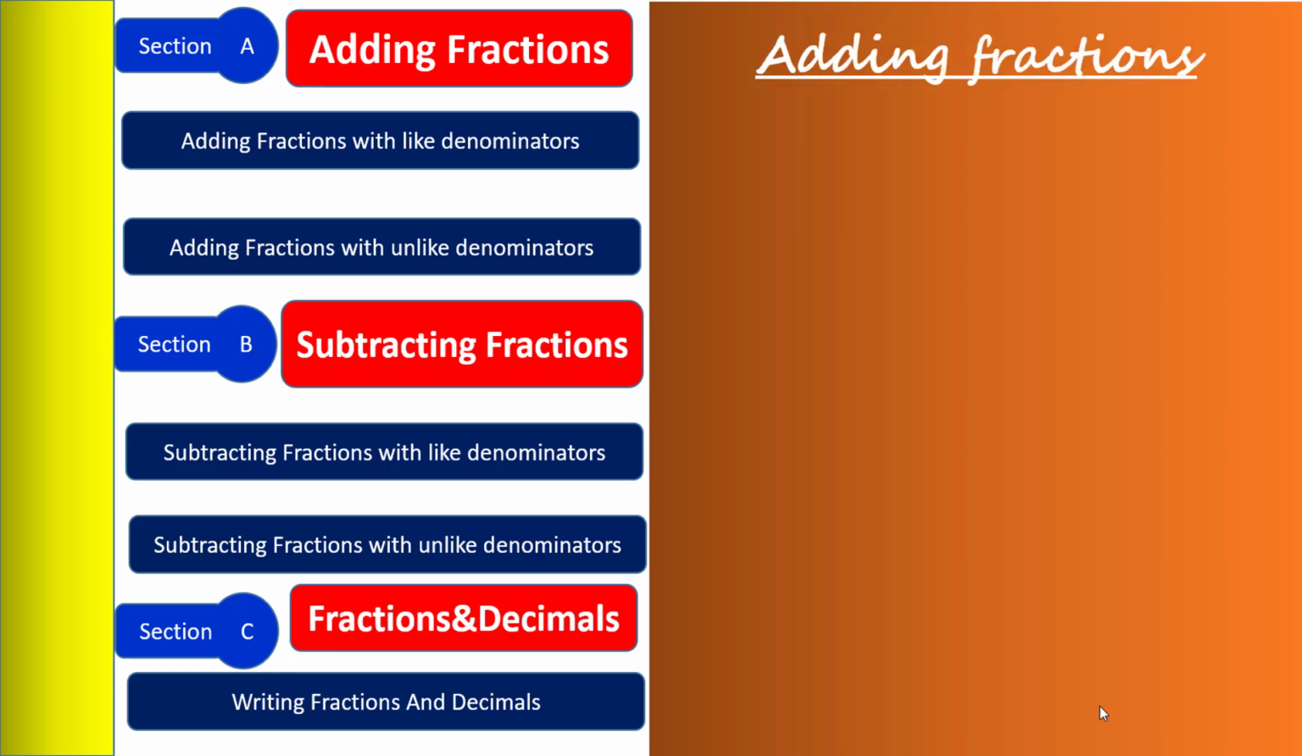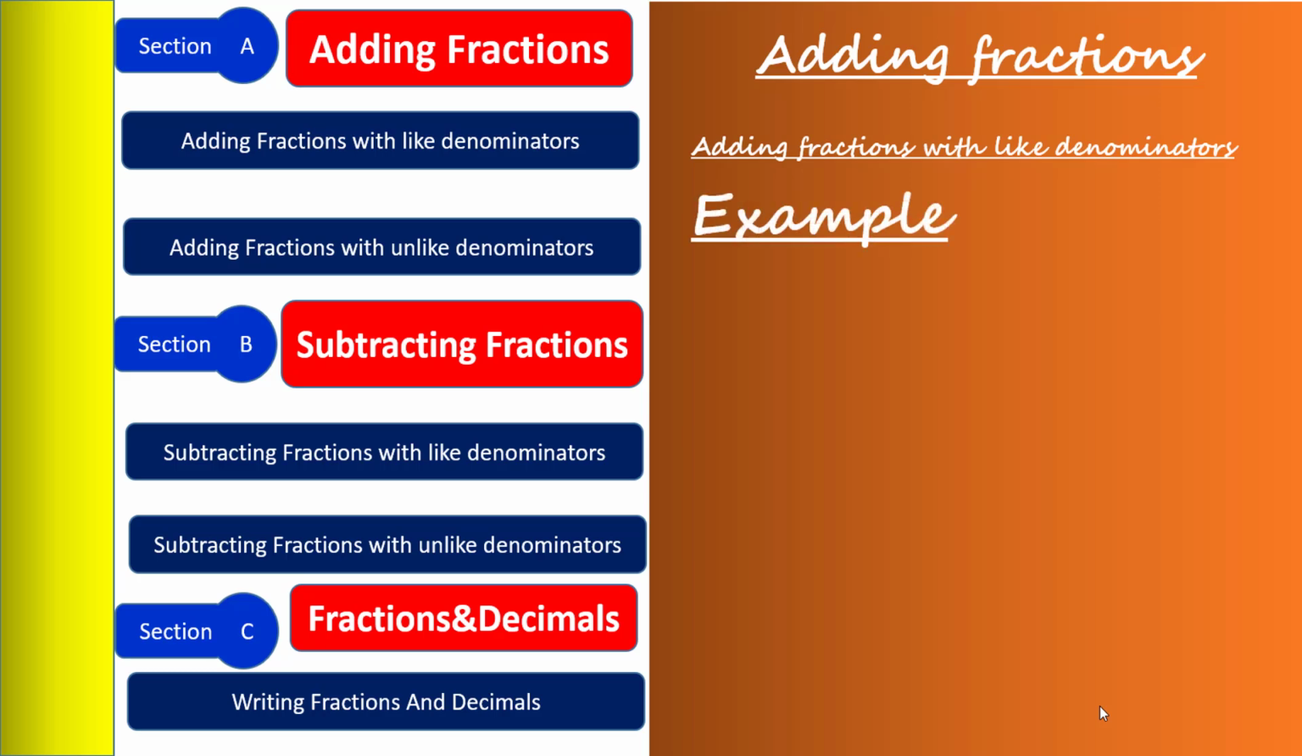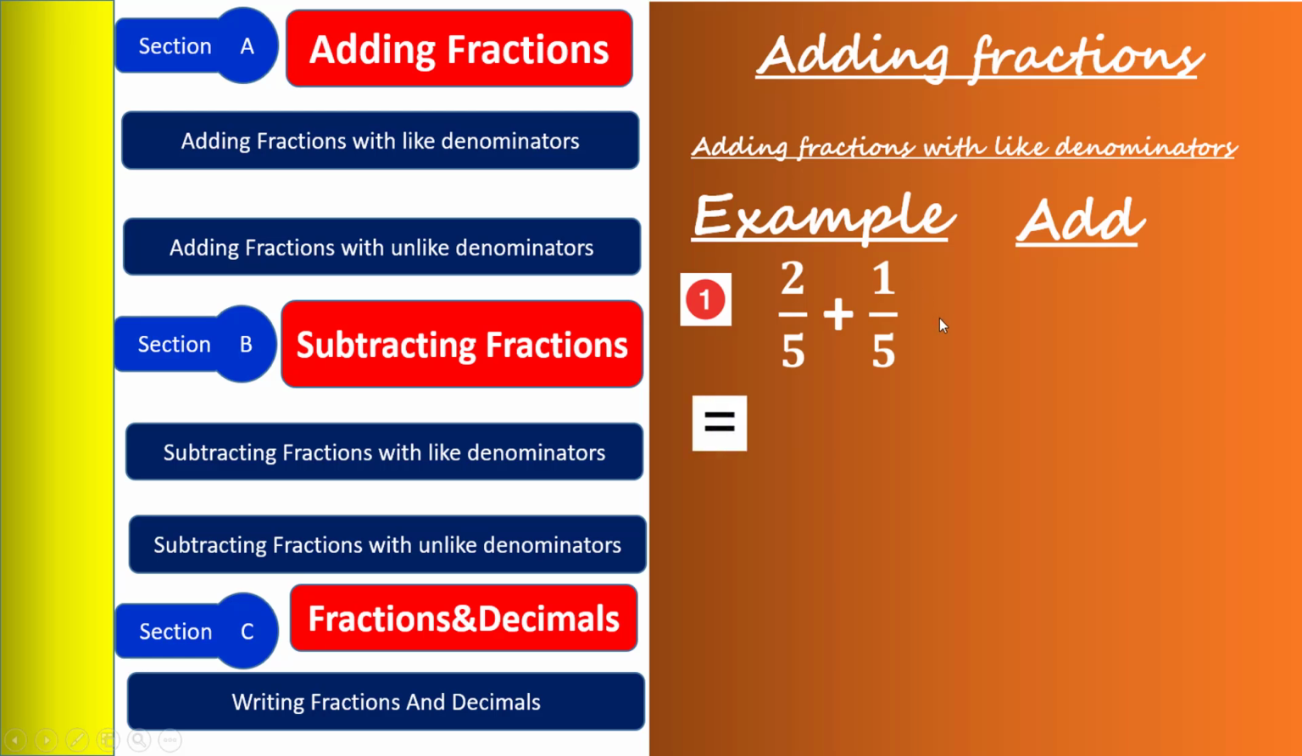First, adding fractions. Adding fractions with like denominators first. For example, if we have two fractions like 2 over 5 and 1 over 5, we have the same denominator, which is 5. So bring down the same denominator and add the two numerators, 2 plus 1 equals 3, so it will be 3 over 5.